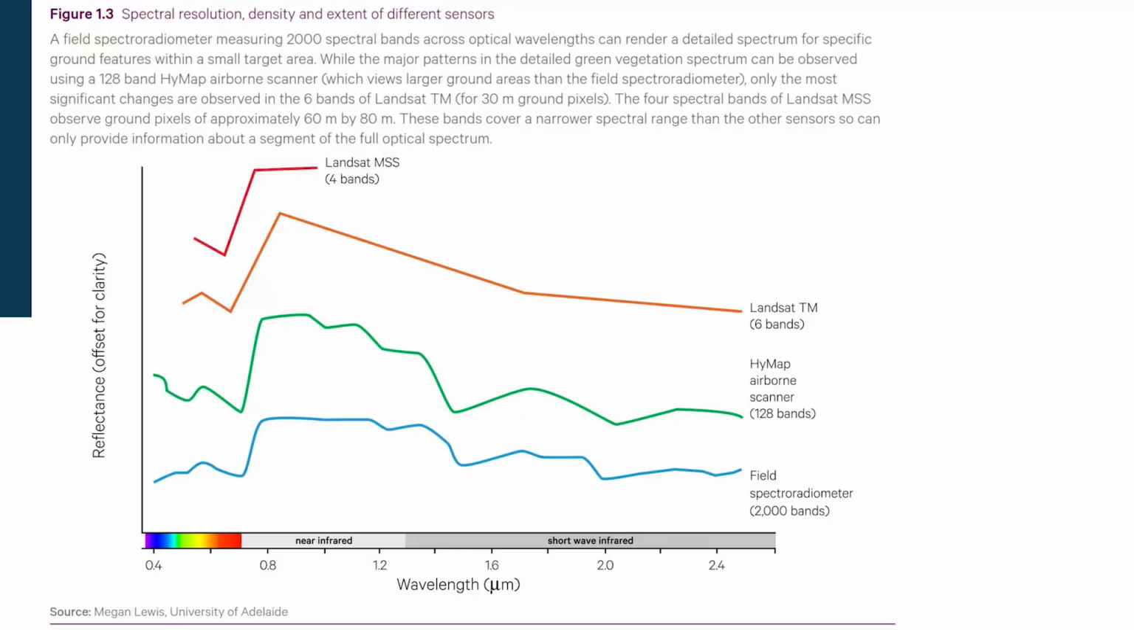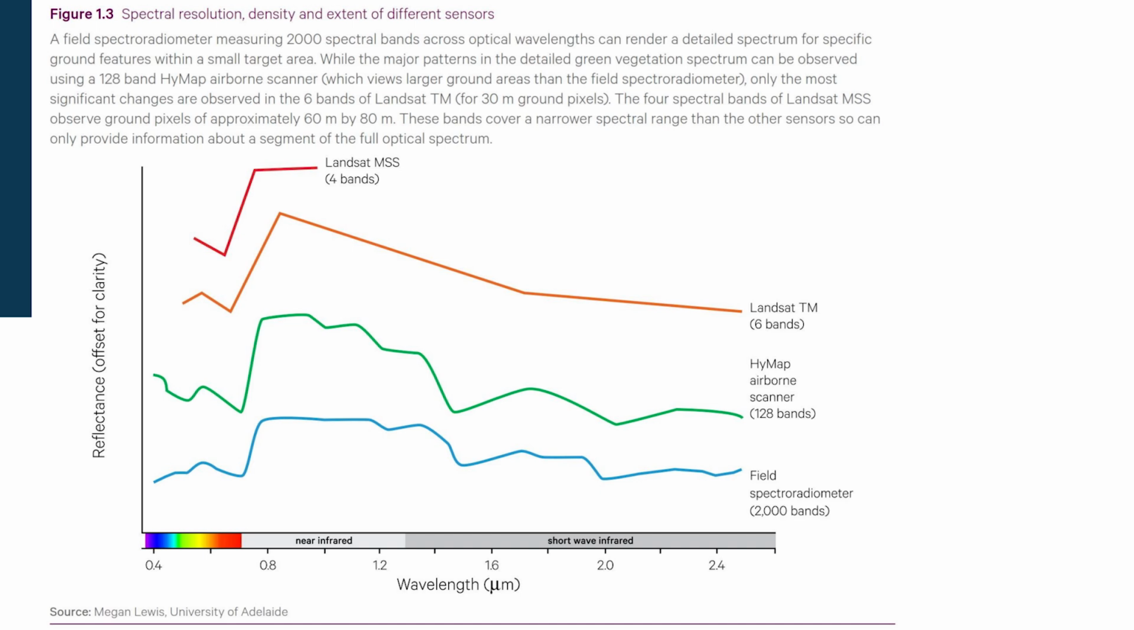And why do we need more spectral bands? Well, the more spectral bands you have, the better definition you have of the actual spectral response of the surface. So the top red line up there shows you what some of the older Landsat data was giving you. So it's only had about 4 bands. Then the Landsat thematic mapper had 6 bands, so you're getting a bit more detail. And then the HiMAP, which is a commercial hyperspectral satellite, I think that's 120 odd bands.